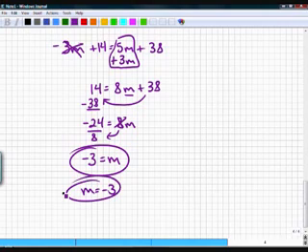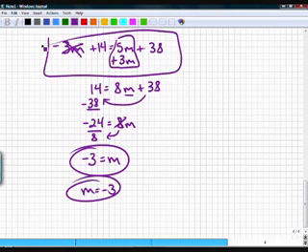Any questions? The only thing that was different was this right here. The rest of it was identical to what we did on Friday. Any questions? Good deal.